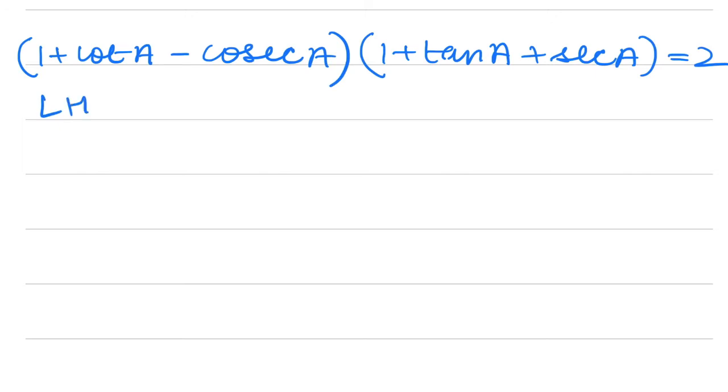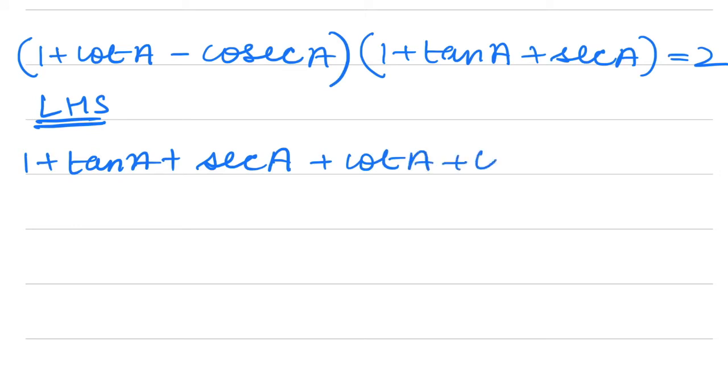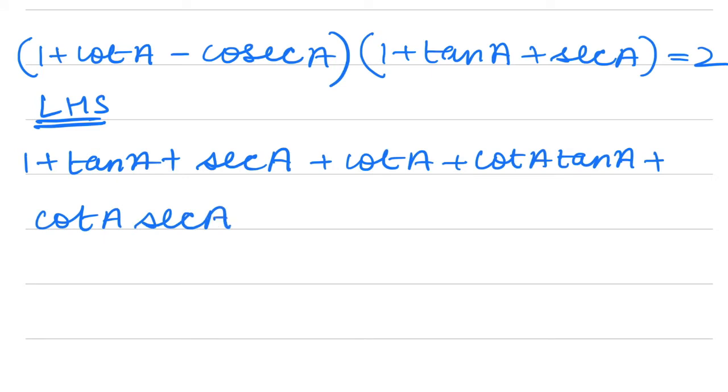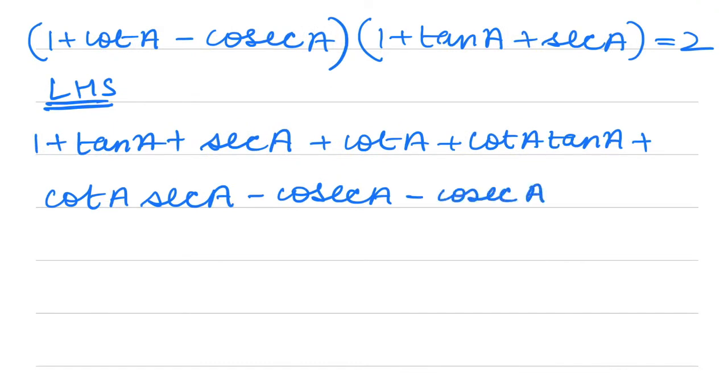Now solving the left hand side, first we'll multiply the second trinomial by 1. So we have 1 plus tan A plus sec A. Now cot A with all the three terms. So plus cot A, plus cot A tan A, this will become 1, and plus cot A sec A. Now all the terms with cosec A, so minus cosec A, minus cosec A tan A, minus cosec A sec A.